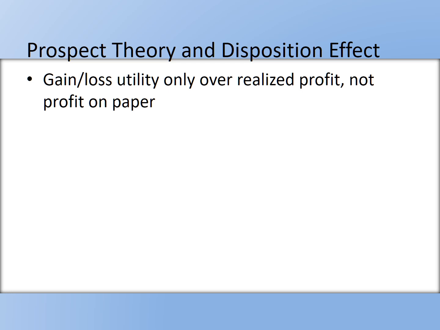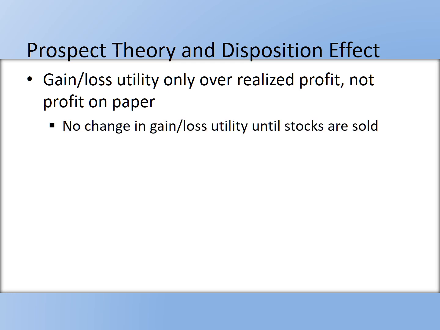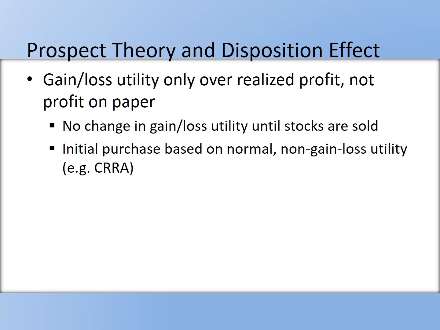So as long as the stock is still in the account, it does not generate gain loss utility. You just use a standard utility. At the moment when stocks are sold, in addition to the standard utility over wealth, you add a component which is gain loss in nature.